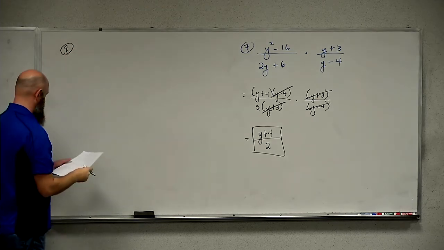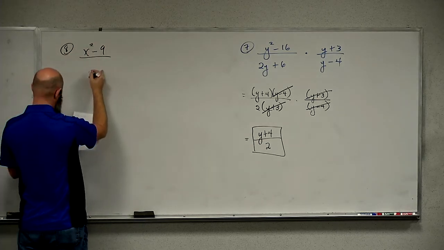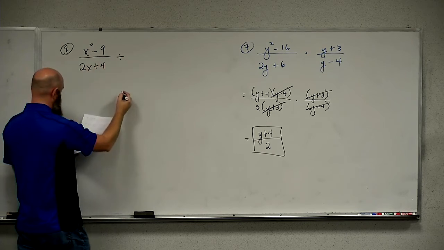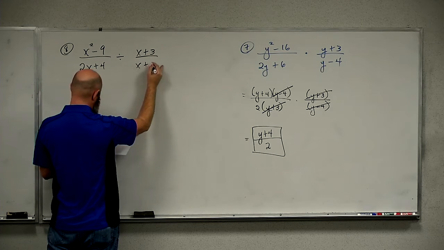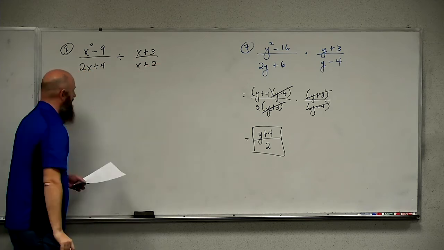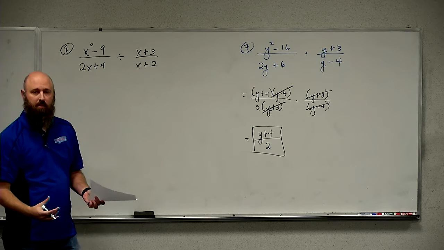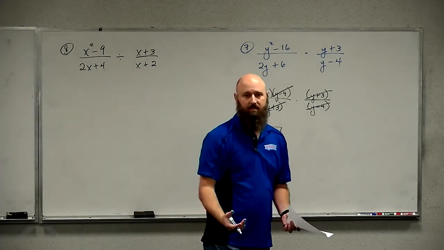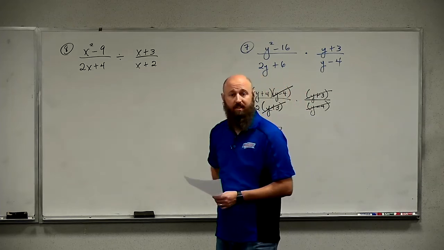Let's do one more. So x squared minus 9, 2x plus 4 divided by x plus 3 over x plus 2. Now, we looked at multiplication. Now we're looking at division. The good thing with dividing fractions is we can actually turn it into multiplication. So that should be our first step.